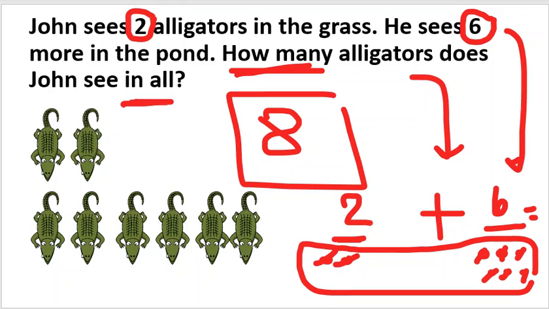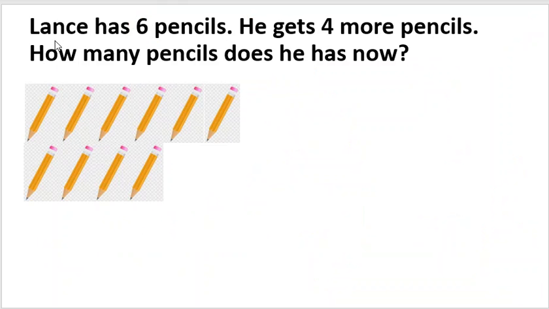Let's do one more problem together. So right here it says Lance has 6 pencils. He gets 4 more pencils. How many pencils does he have now? My first step again is to read the problem, which I already did. My second step is to circle the numbers that I see in the word problem. So I'm going to do that right now. So right here at the very beginning, I see number 6. So I'm going to circle that. And then over here, I see number 4. So I'm going to circle that number too.